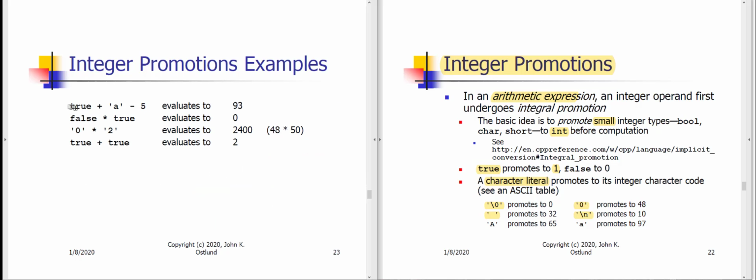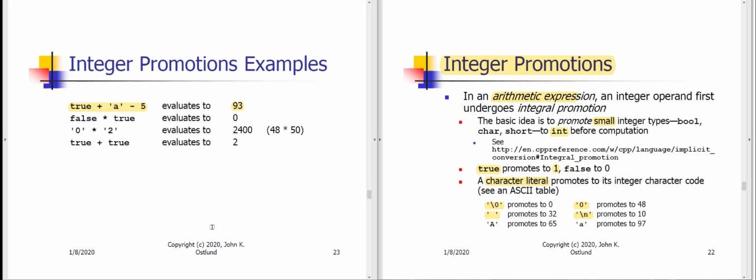Consequently, if I write an arithmetic expression such as this one, true plus quote little a quote minus 5, this is evaluated from left to right. So true plus little a. First of all, the integral promotions occur first. So true is promoted to int 1. Little a is promoted to int 97. So we get 98, and then we subtract the int 5, and we end up with an int value of 93.